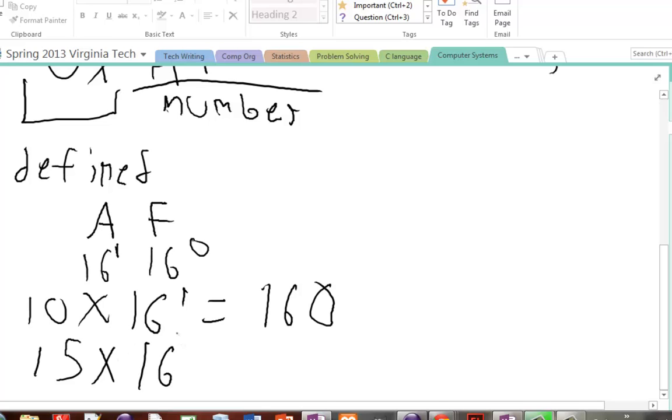0. And anything to the 0 is 1. So this equals 15 times 1.